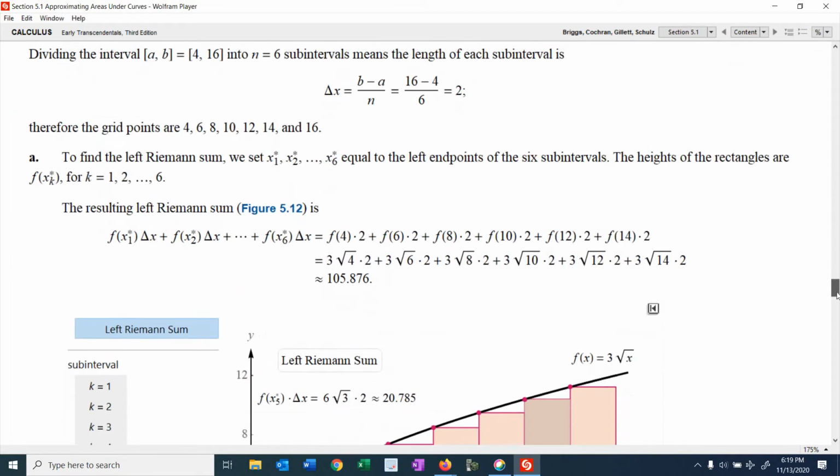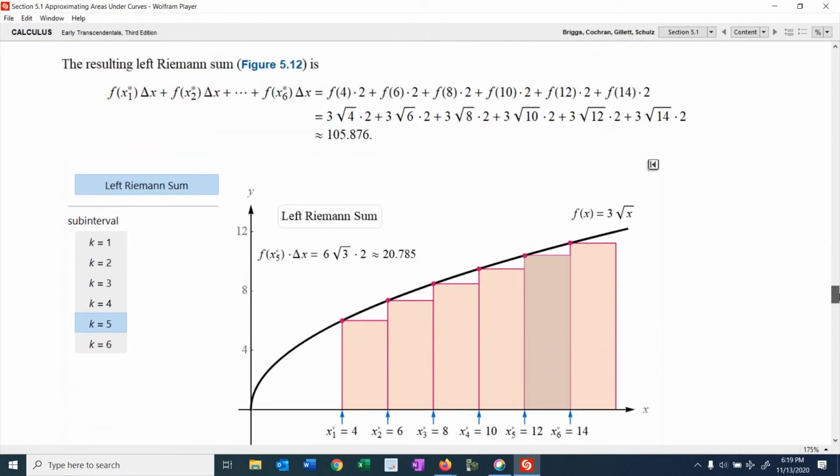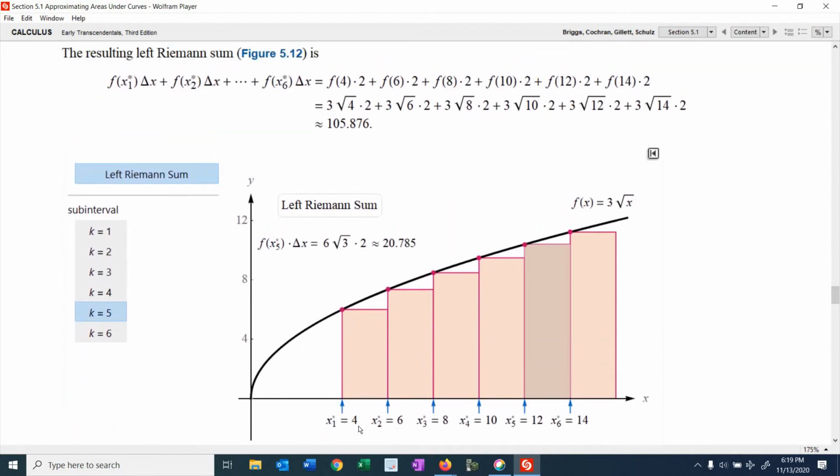Now, since we're doing a left Riemann sum, here are our grid points. Here's our first subinterval from 4 to 6. We're going to pick the left endpoint, which happens to be 4 here, and use that to determine the height of the rectangle. If you plug 4 into the function, you get 3 times the square root of 4, and that's the height of this rectangle. Then we multiply by the width of the rectangle, which is 2, to get the area of the first rectangle.